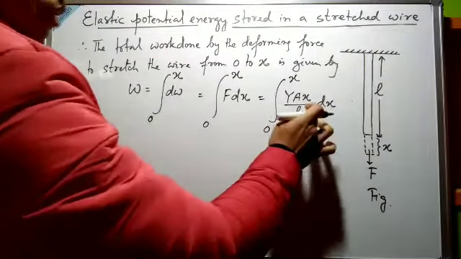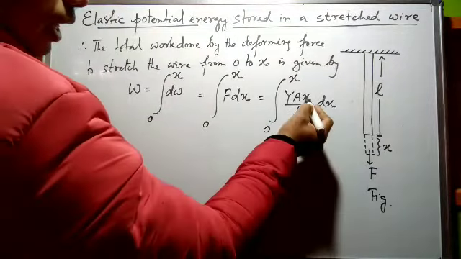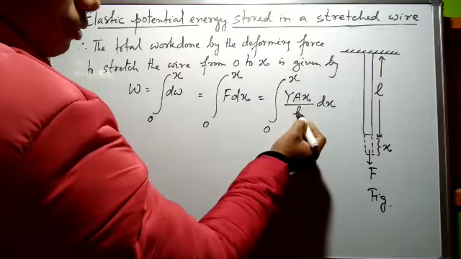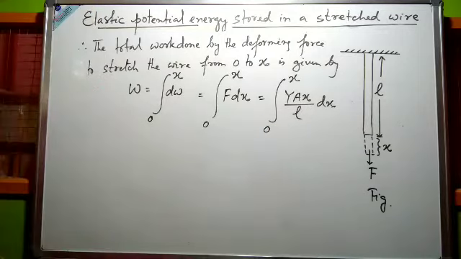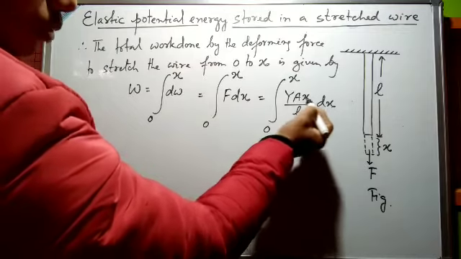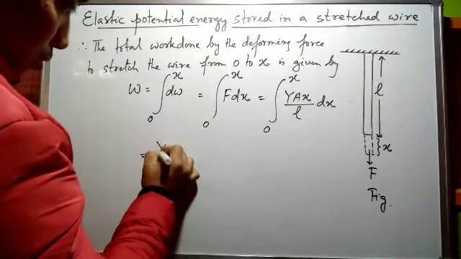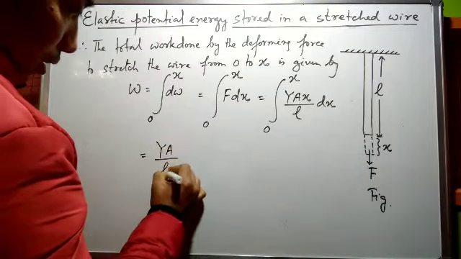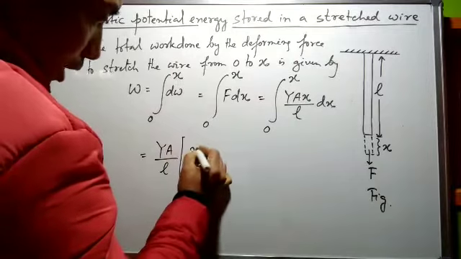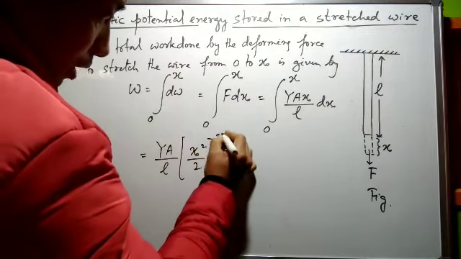See equation number 1 for F. Then we have to integrate x with respect to x. Here capital Y, capital A, and L are constants, so we don't need to integrate them. We have to integrate only the variable quantity x with respect to x. So Y A divided by L times the integration of x with respect to x, which is x square by 2, from 0 to x.